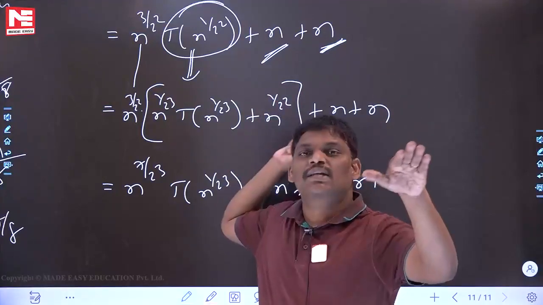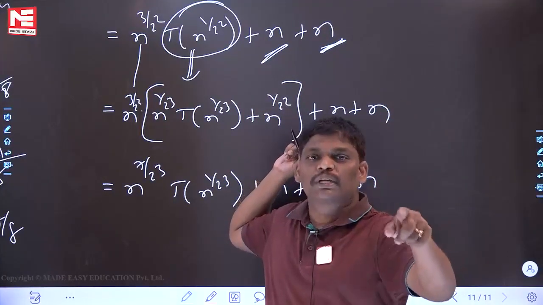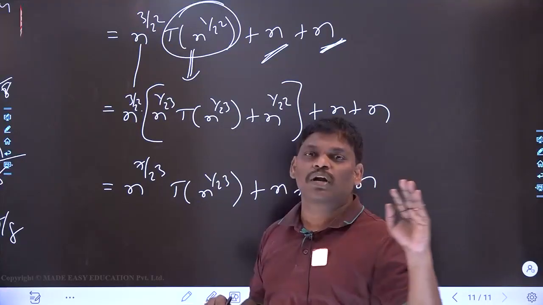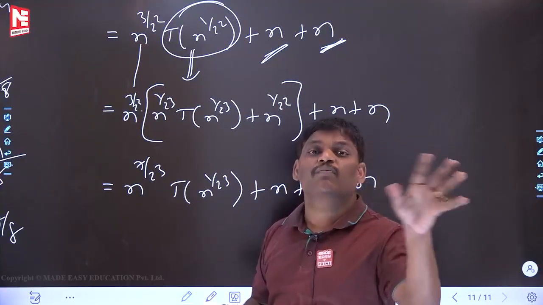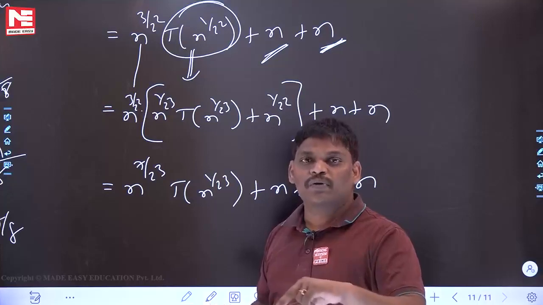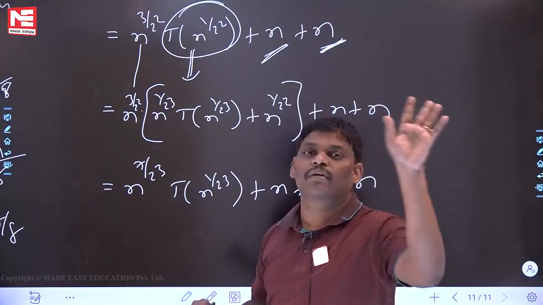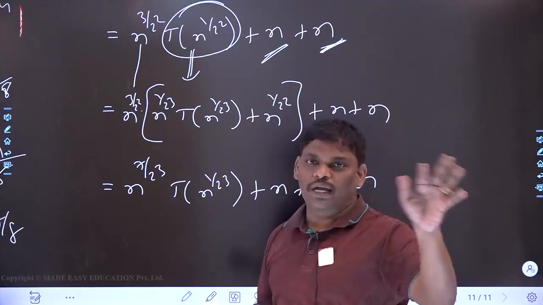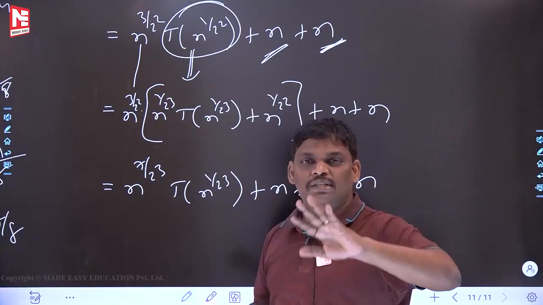Can you help me with the answer of this one? N power 5 into n power 7. What is the answer? It is not n power 35. N power 5 into n power 7 is n power 5 plus 7. N power a into n power b is n power a plus b. Powers you have to add. Small calculation mistakes are going on.